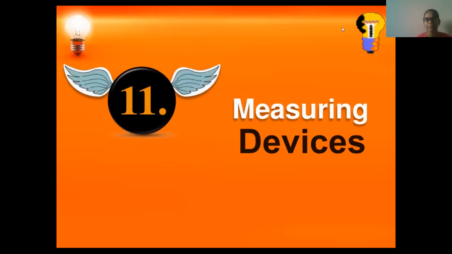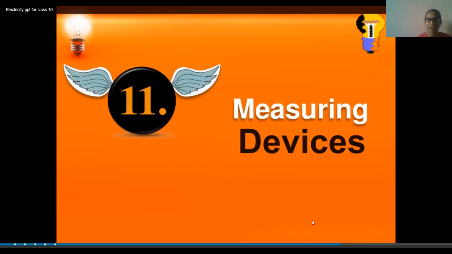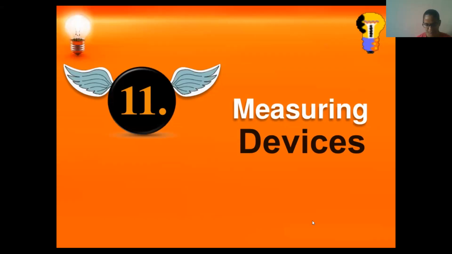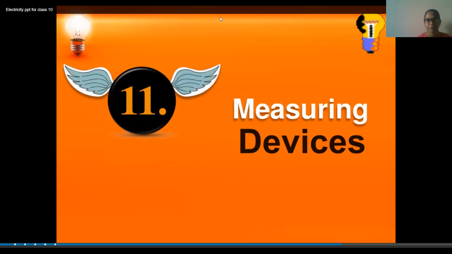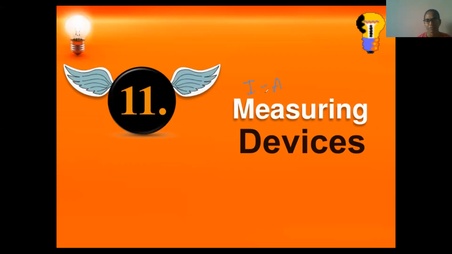Let us see some of the measuring devices used to measure current. To measure the current, we use an ammeter. To measure the voltage, we use a voltmeter.